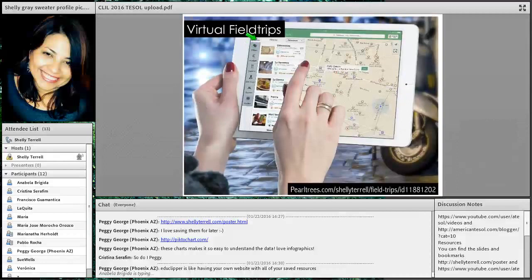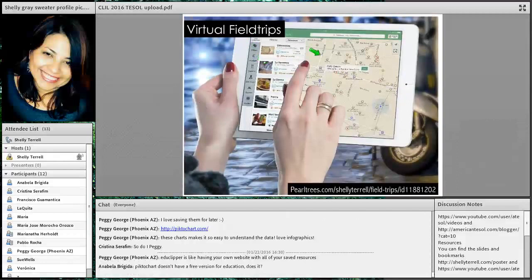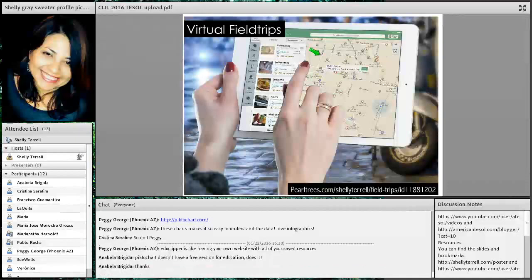Virtual field trips, so you can learn a lot about history and geography when you take virtual field trips. Even literature, they have Google Lit Trips, and they recently updated that site, so that's very good. If you can afford some technology, yes, Piktochart has a free version for education. It actually just has a free account that you can use. I make tons of them. So, yes, the tools I share are free.